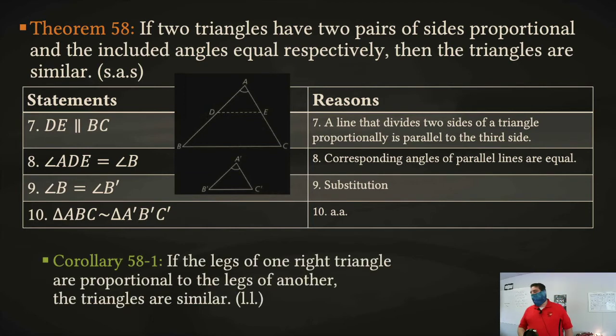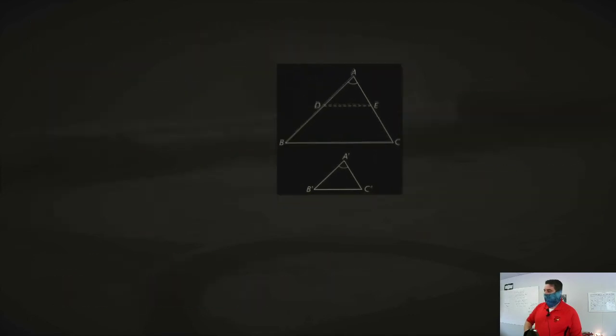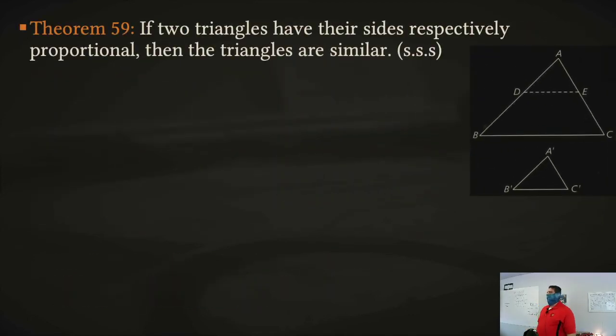Along these lines, we get corollary 58:1. If the legs of one right triangle are proportional to the legs of another, the triangles are similar. We call this leg-leg. Okay, again, lowercase for similarity. All right, Theorem 59. If two triangles have their sides respectively proportional, then the triangles are similar. So this is side, side, side.